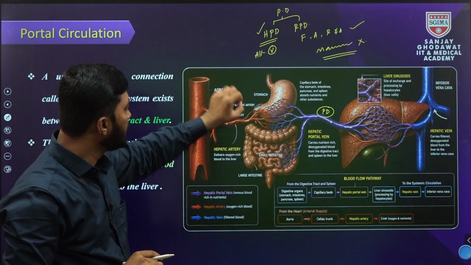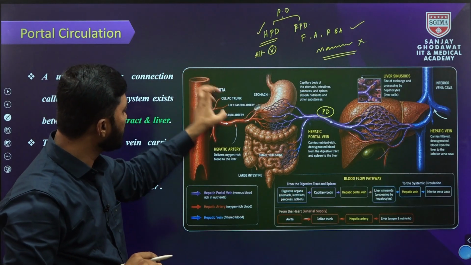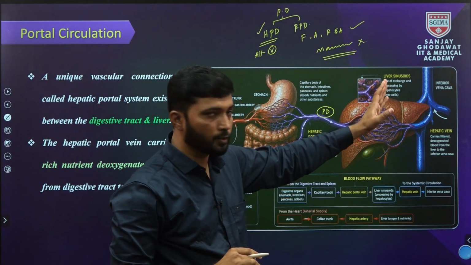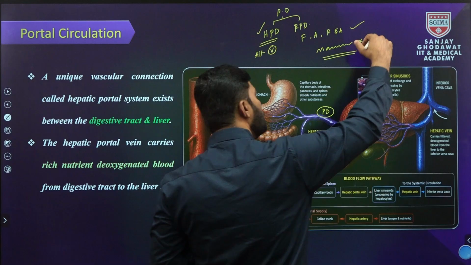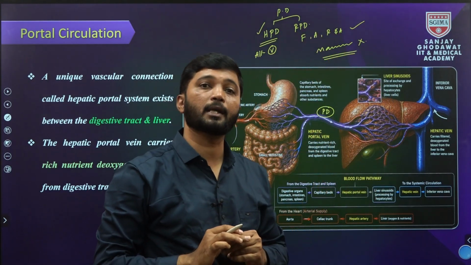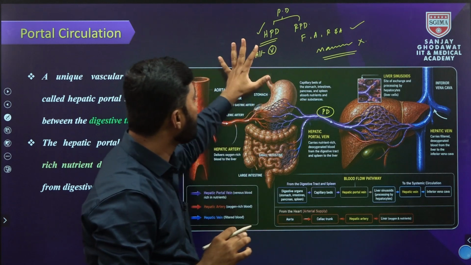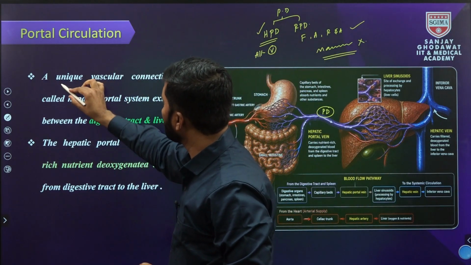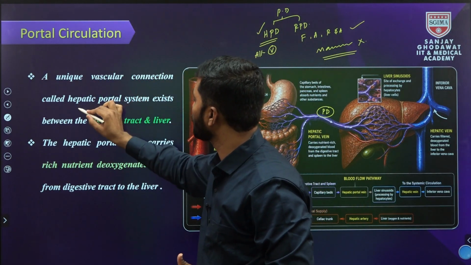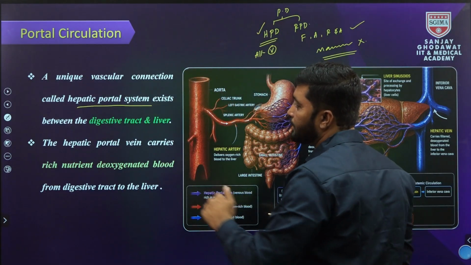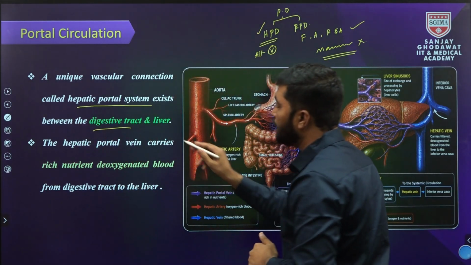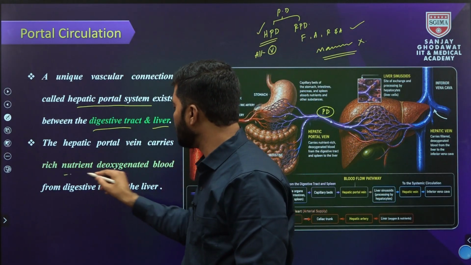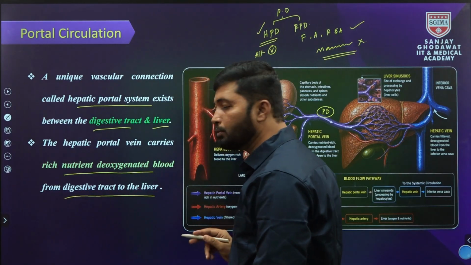The hepatic portal duct carries nutrient-rich, deoxygenated blood from the alimentary canal, stomach, and intestine, and carries it first to the liver. Then from the liver it moves towards the heart by the hepatic vein. That is the hepatic portal. A unique vascular connection called the hepatic portal system exists between the digestive tract and the liver. The hepatic portal vein carries nutrient-rich deoxygenated blood from the digestive tract to the liver.